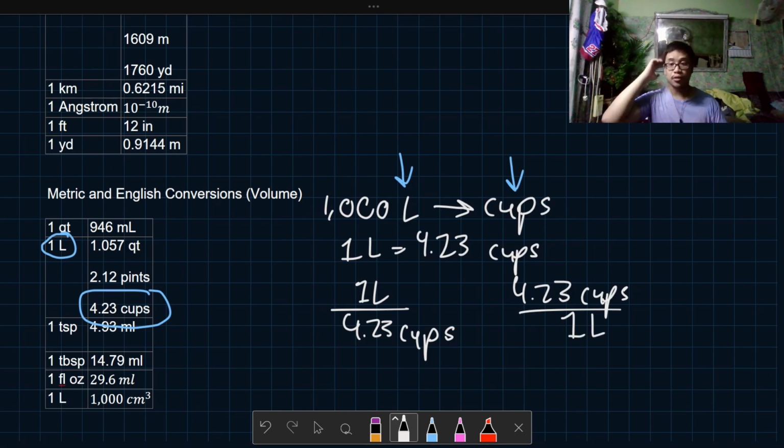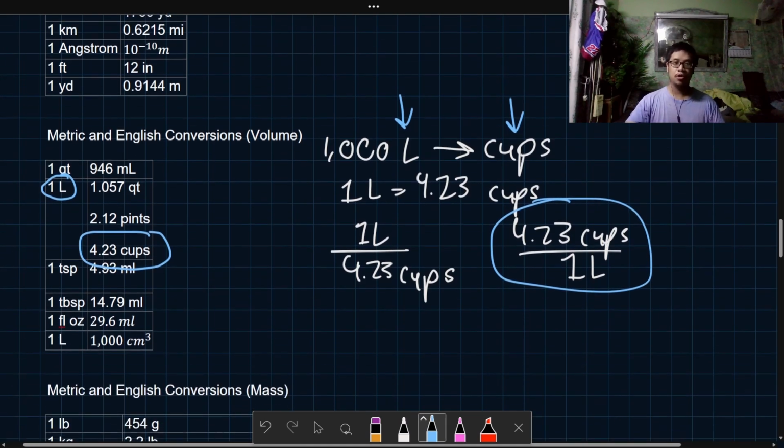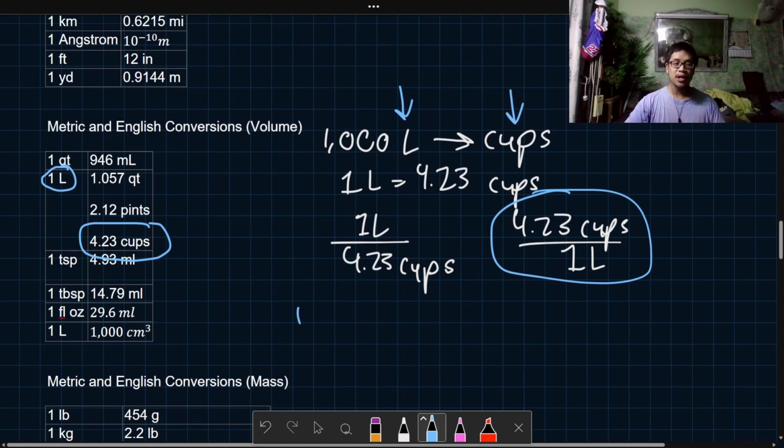Okay, so the question is, which of the fractions are you going to use to multiply 1,000 liters so that the liter units would be canceled? So it's the second one. It's 4.23 cups all over 1 liter, all right? So we have 1,000 liters times 4.23 cups all over 1 liter.